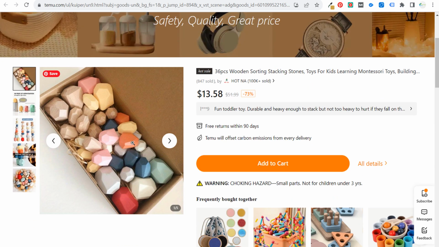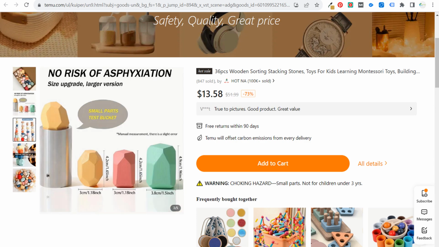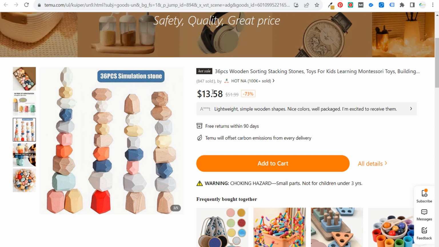So this is a really popular product, 36-piece Montessori stones, stacking stones for kids. You'll find a lot of these on Amazon and different things like that. So if you look here, $13.58. You can see the original price is saying $51.99. Again, Temu is losing money on a lot of these orders, which is why e-commerce is a real struggle if you're selling products like this.